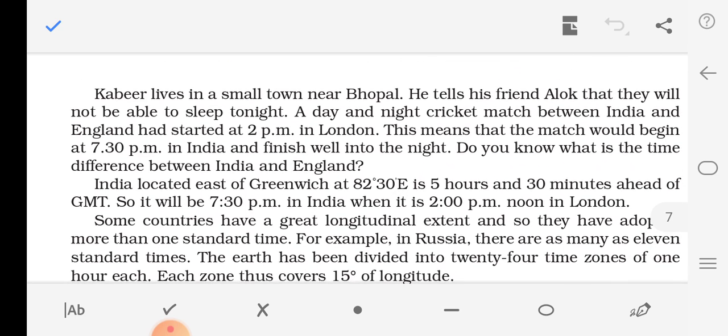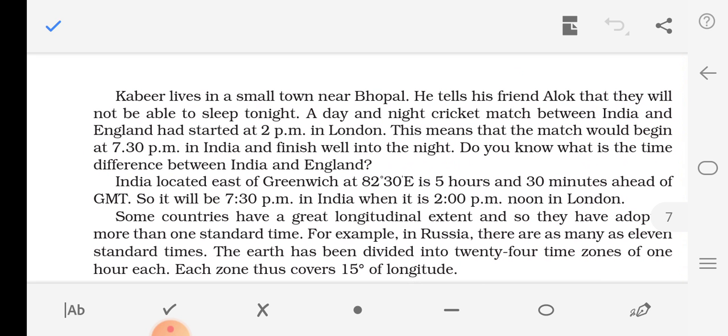Now, Kabir lives in a small town near Bhopal. He tells his friend Alok that they will not be able to sleep tonight. A day and night cricket match between India and England had started at 2 p.m. in London. This means that the match would begin at 7:30 p.m. in India and finish well into the night.